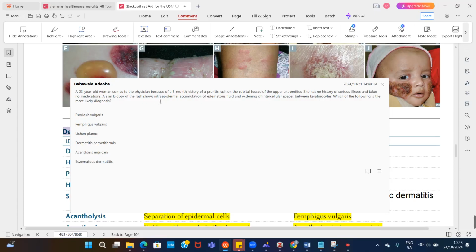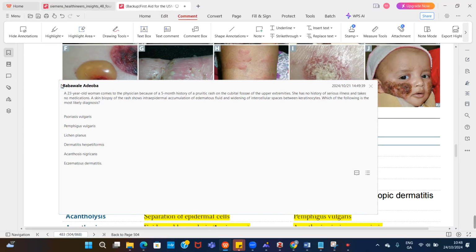A skin biopsy of the rash shows intraepidermal accumulation of edematous fluid and widening of the intraepithelial spaces between the keratinocytes. Which of the following is the most likely diagnosis? Anybody? Eczematous dermatitis. We are already making the diagnosis even without knowing what eczematous dermatitis is all about.